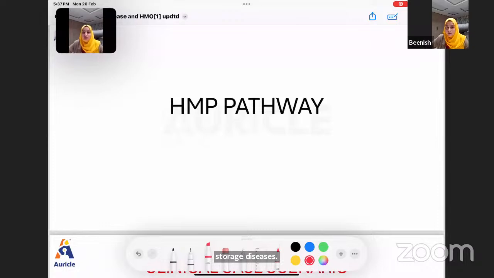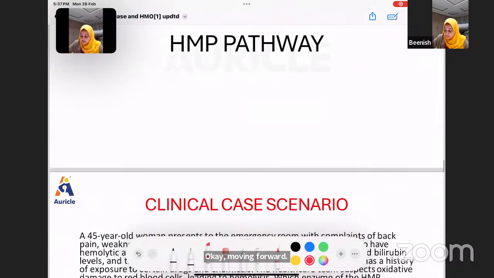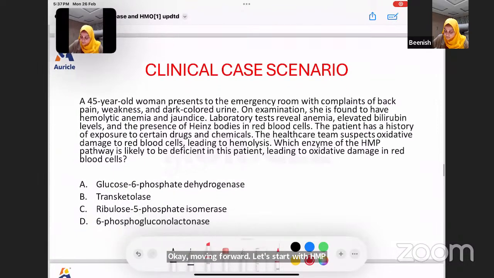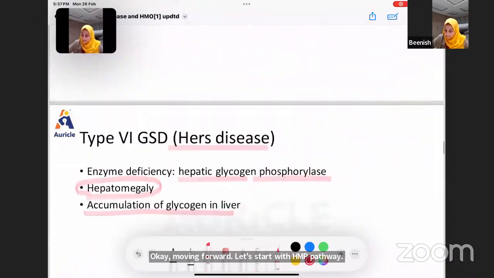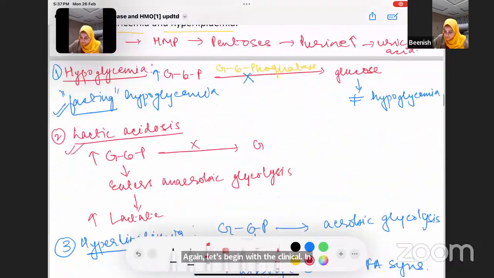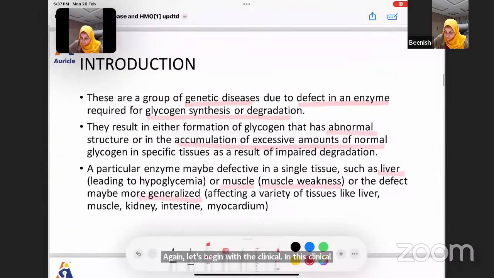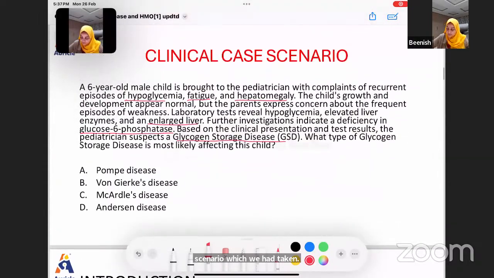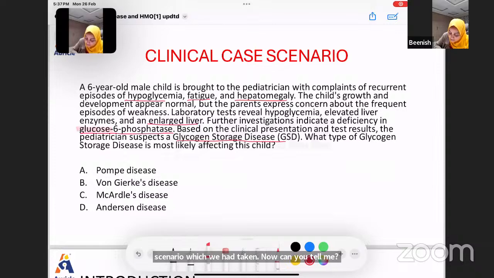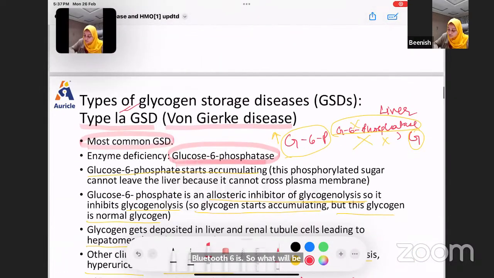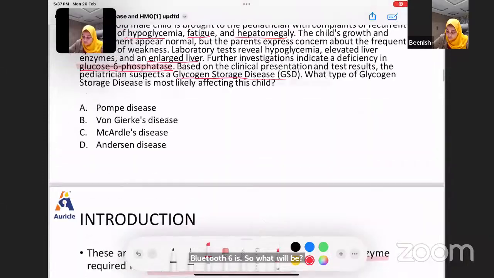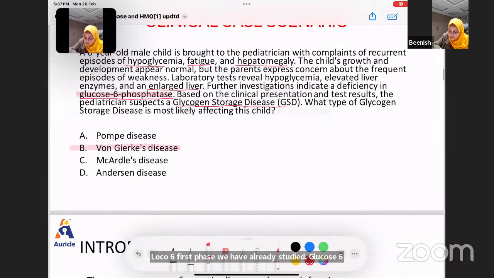Okay, moving forward, let's start with HMP pathway. Again, let's begin with the clinical scenario. Here in this clinical scenario which we had taken, can you tell me what will be the answer? It clearly says that your glucose 6 phosphatase is deficient. Glucose 6 phosphatase we have already studied. It is deficient in von Gierke's. So this is the answer.